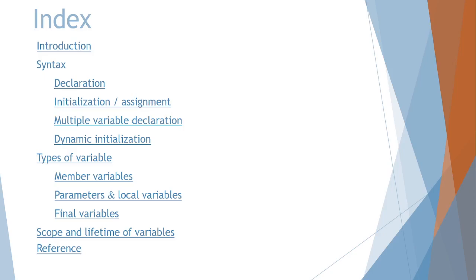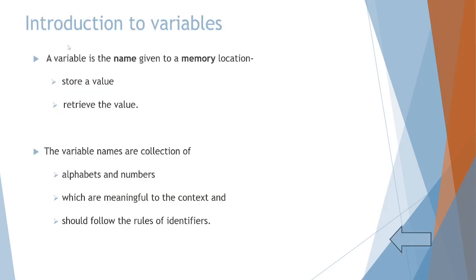There are three types of variables: member variables, parameters, and local variables. Apart from this, all of these can be declared as final variables. And then scope and lifetime of variables we will see. Let's start with the introduction.